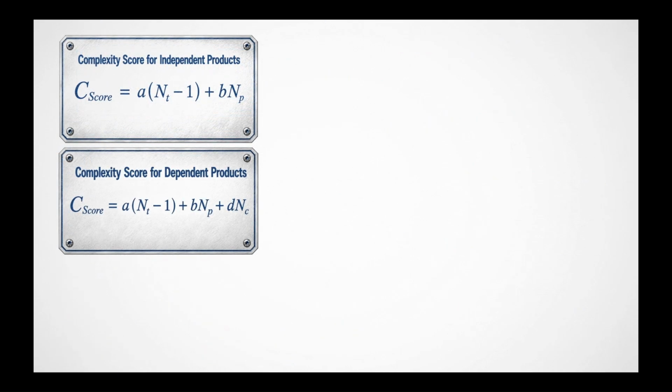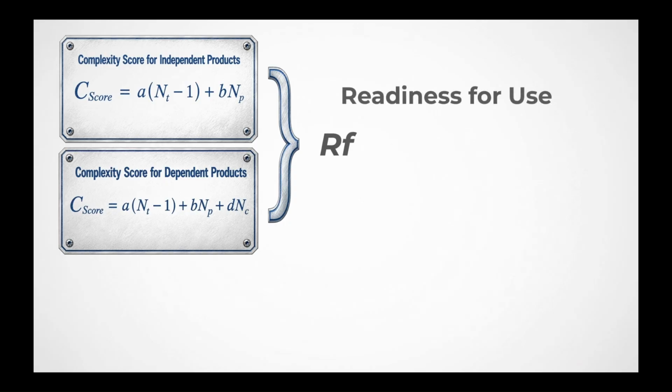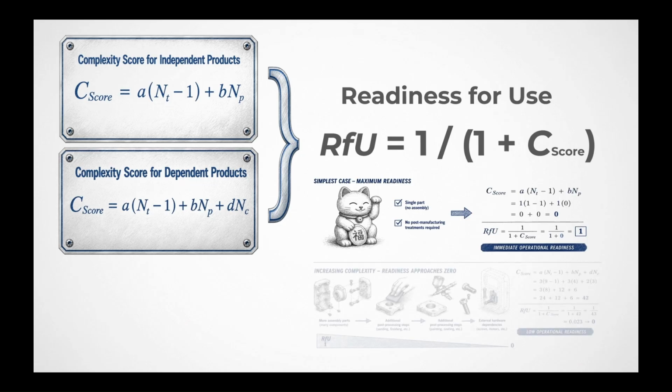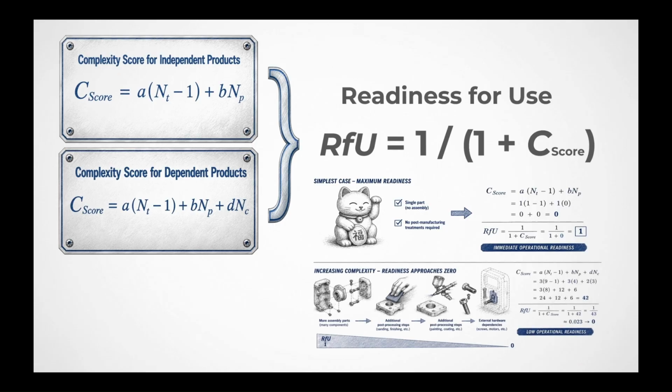Once the complexity score is calculated, it can be normalized into a single bounded index from 0 to 1. Readiness for use, RFU, equals 1 over (1 plus Cscore). When a product consists of a single part requiring no post-manufacturing treatments, Cscore equals 0, resulting in an RFU of 1, indicating immediate operational readiness. As assembly parts, post-processing steps, and external hardware dependencies increase, RFU approaches 0.